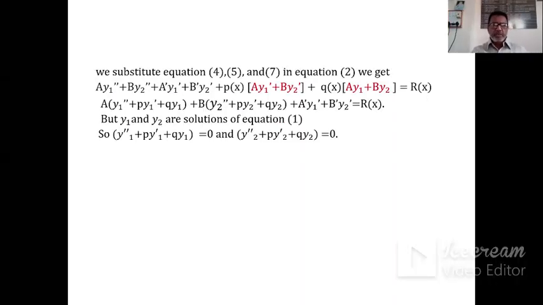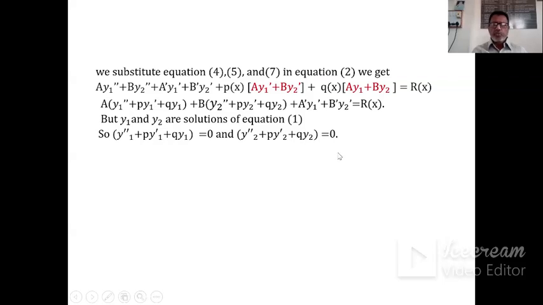Now simplify this. We collect the coefficient of A. This is y1 double dash plus p of x into y1 dash plus q of x into y1. Now collect the coefficient of B: y2 double dash plus p of x y2 dash plus q of x y2, and the remaining term A dash y1 dash plus B dash y2 dash, this is equal to r(x).